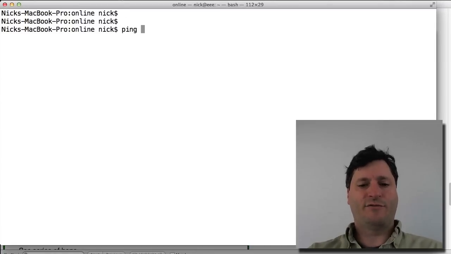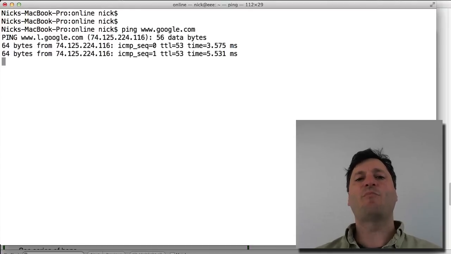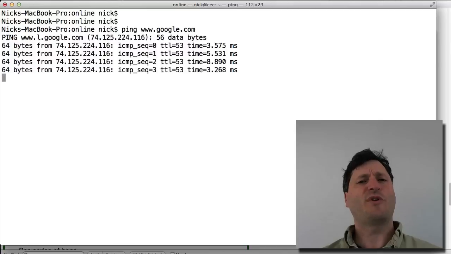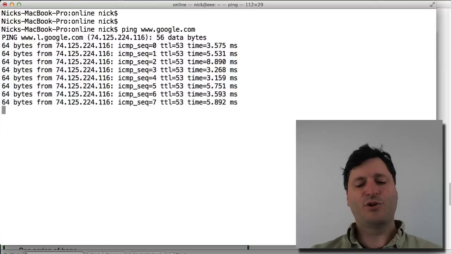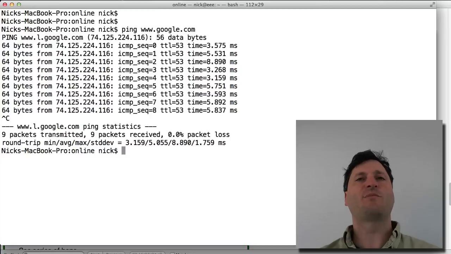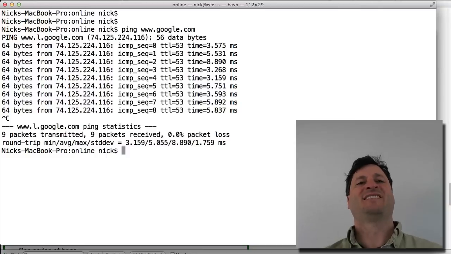So ping, if I say ping www.google.com, what ping does is it sends a single packet out to some other computer. And what that packet basically says is, hey, are you there? Computers are not required to respond to ping packets, but if they're polite, they will, and Google does. And it just sends back a single packet basically saying yes.